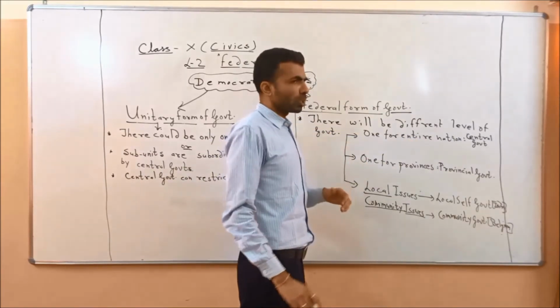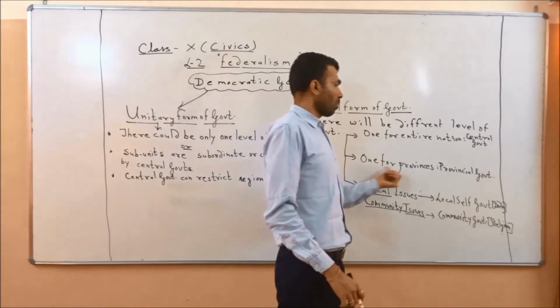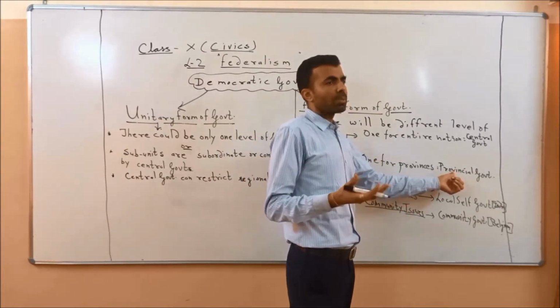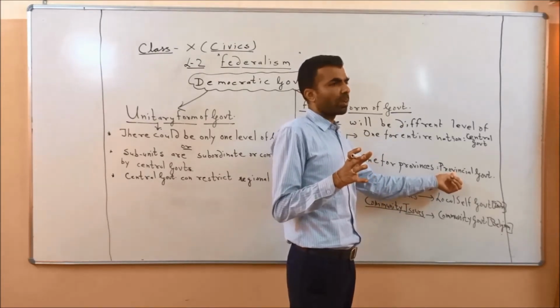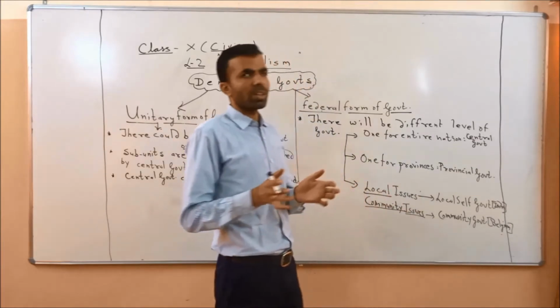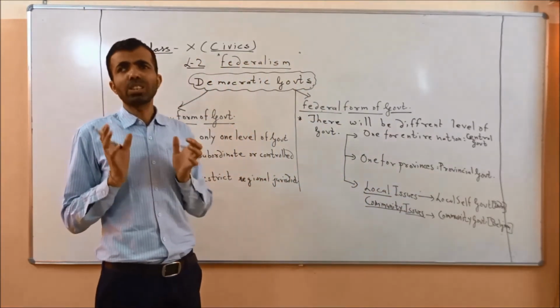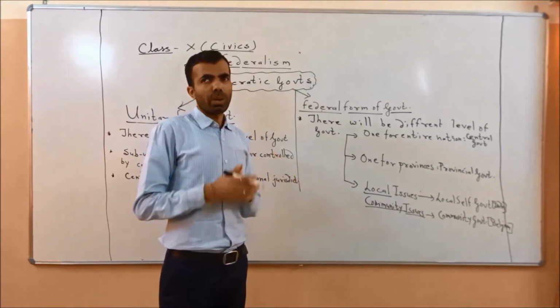Likewise, there could be issues which are specific to a region or state. These would be handled by the provincial, regional, or state governments. There may be some issues which are specific to a region. For example, Rajasthan is a desert area, so it is drought-prone. Regarding drought, some special mechanisms, particular facilities, and particular laws are to be framed.